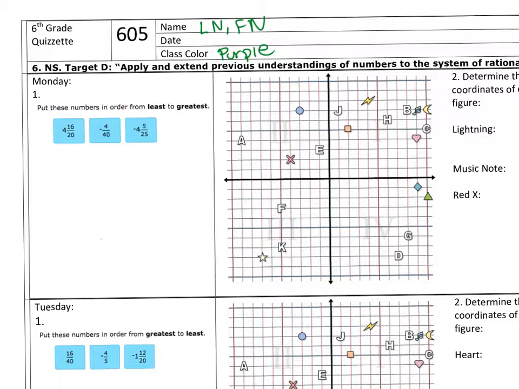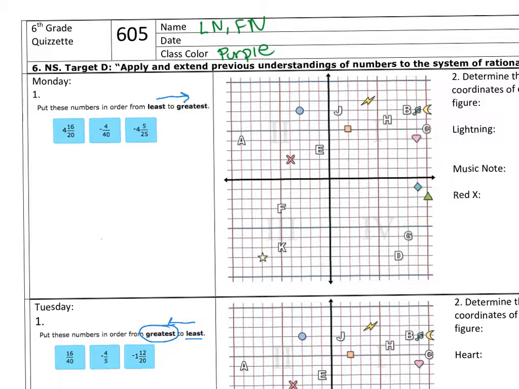As you can tell, it's already changing from Monday number 1 to Tuesday number 1, where Monday number 1 is asking you for the least to the greatest, and Tuesday is already asking you for the opposite, greatest to least. So make sure you put them in the designated order. So number 1, it says put these numbers from least to greatest. We have 4 16/20, negative 4 over 40, and negative 4 5 over 25.